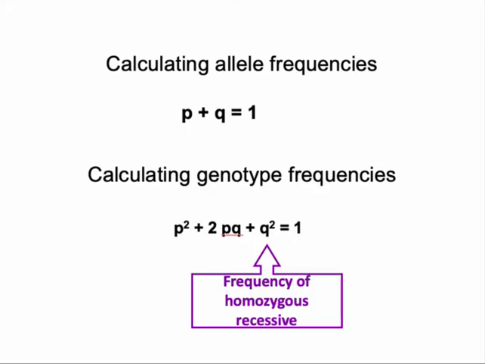When we're looking at these two equations, the top equation is looking at the actual alleles in the population, while the second equation is talking about organisms in that population, what genotype those organisms will have.